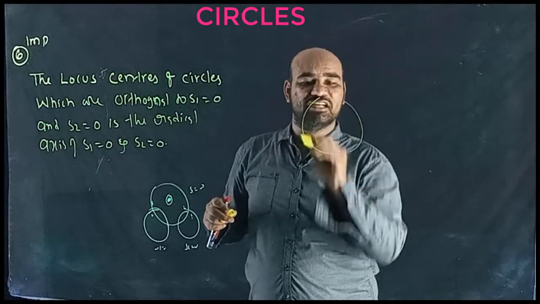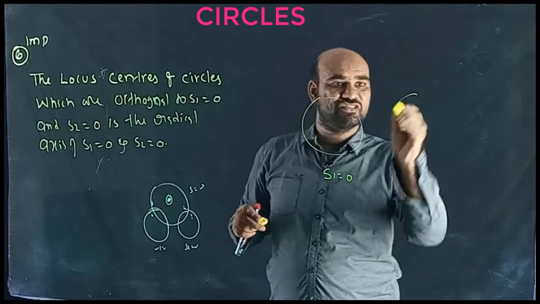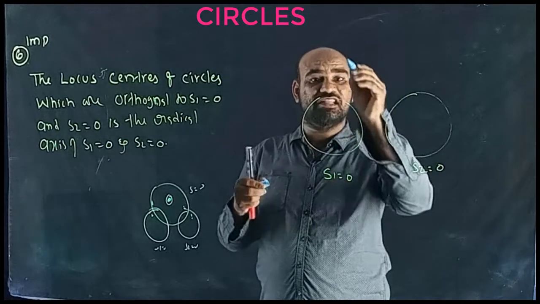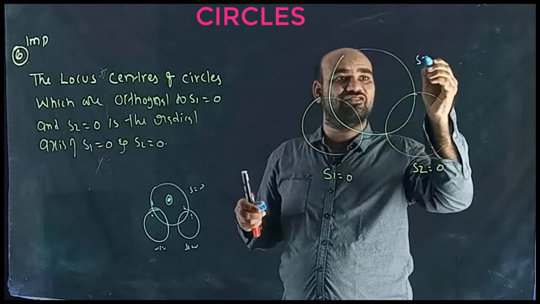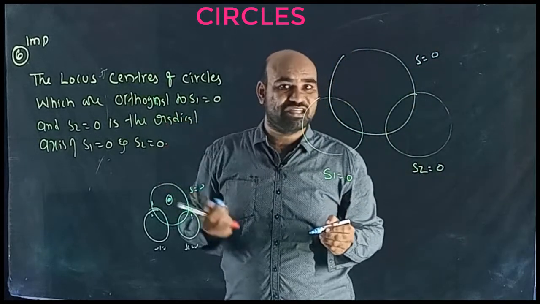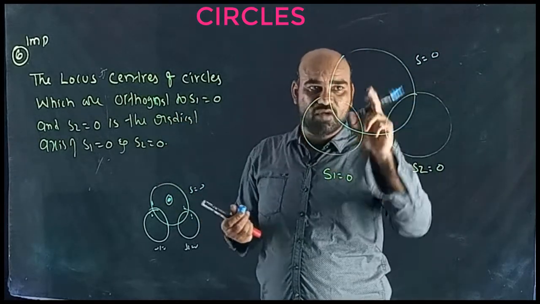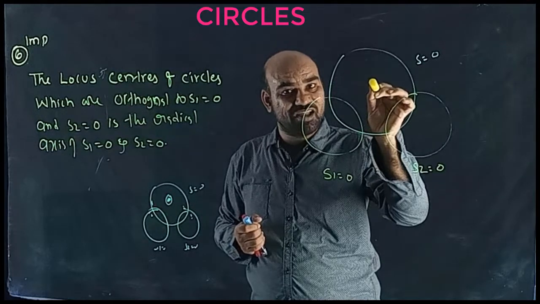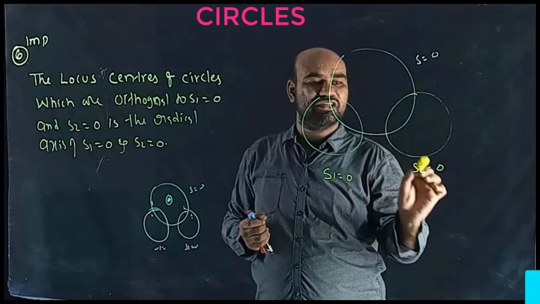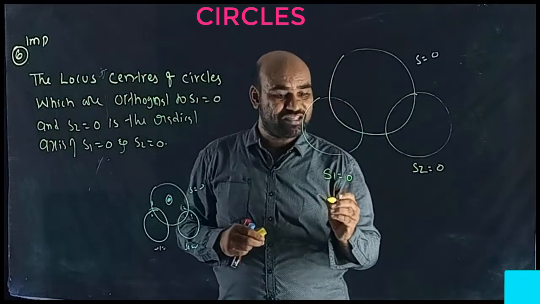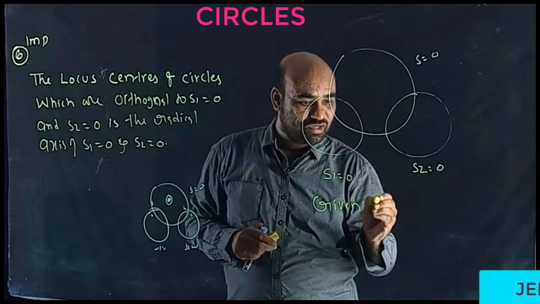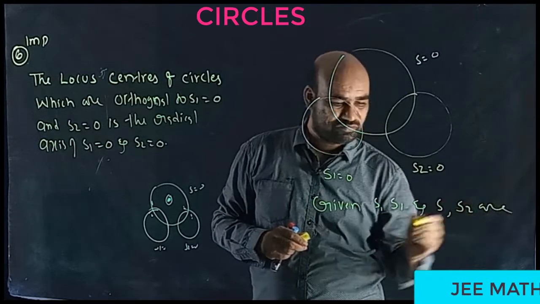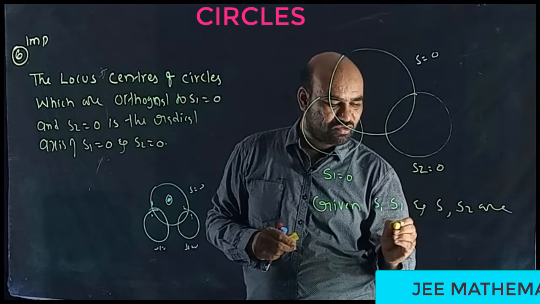So this is circle S1 = 0, and this circle is S2 = 0. This is another circle, say S = 0, one of the circles. There exist infinitely many circles which are orthogonal to these two. Now I want to prove that the center of this circle will fall on the radical axis of S1 = 0 and S2 = 0. What is given? Given S and S1, and S and S2, are orthogonal.